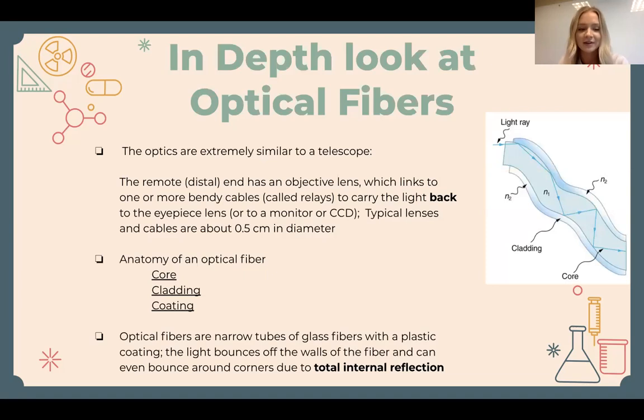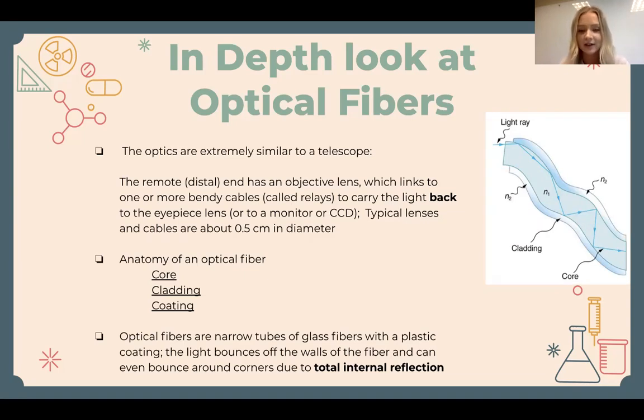Just like Chloe said about the optical fiber being similar to the telescope, at the distal end we have the objective lens, which links to one of the more bendy cables, and it relays information in the form of light back to the eyepiece lens or to a monitor or CCD. So that way we can view what's going on down in the body. And the typical lenses and cables are about 0.5 centimeters in diameter.